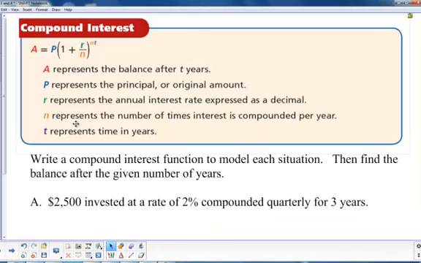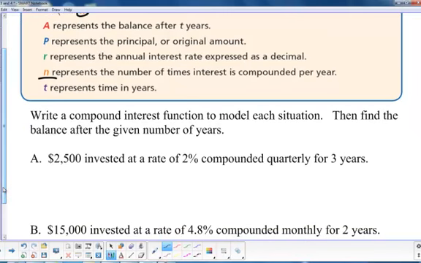And it looks like this, where n is the number of times it's compounded. So you can see that n appears here and here. So there's a specific way to actually find this. So if we do our first problem, amount is $2,500 times 1 plus, and the 2% is 0.02 over 4 compounded quarterly. That means 4 times a year. And then it's compounded 4 times a year for 3 years.